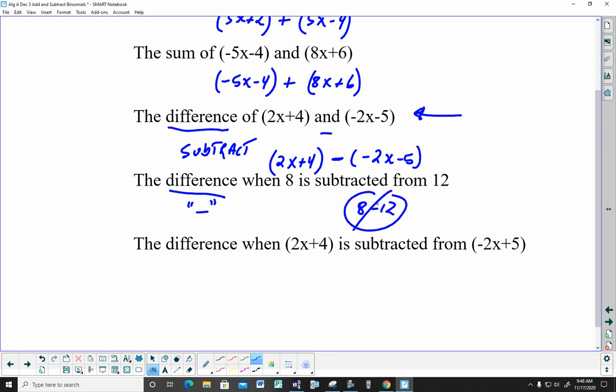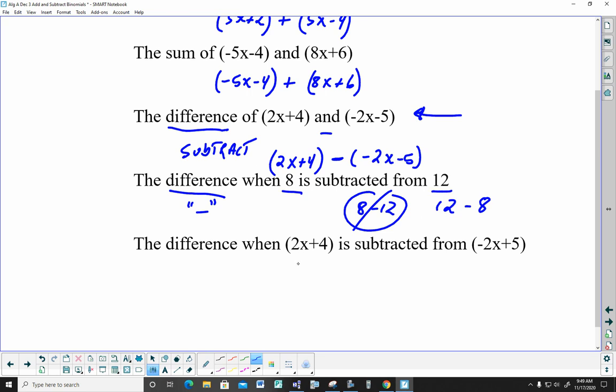That's 12 being subtracted from 8. The 12 is being subtracted from 8. This says the 8 is subtracted from 12. So that's 12 minus 8. You have to change the order in which they appear.